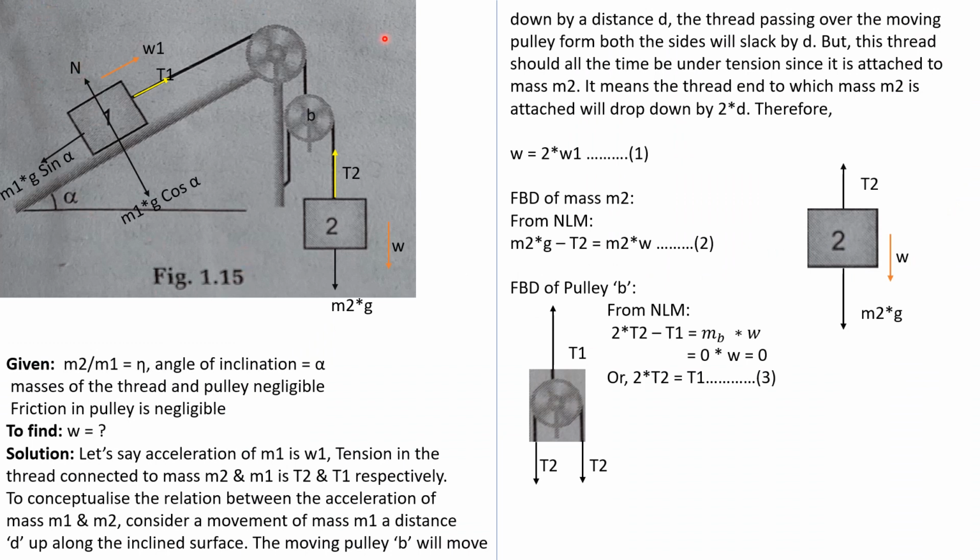So figure 1.15 we brought here, and we showed all the forces acting on mass 1, mass 2, and on the pulley. Since the mass of the thread is negligible and there is no friction in the pulley, this section of thread will have the same tension throughout, which we have notated by T1. This section of the thread which is passing across the pulley B will have the same tension throughout, which we have notated by T2.